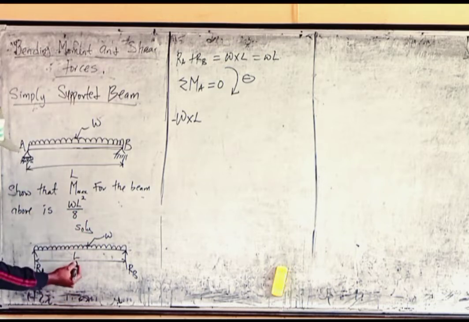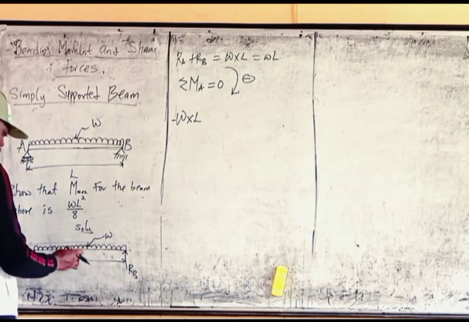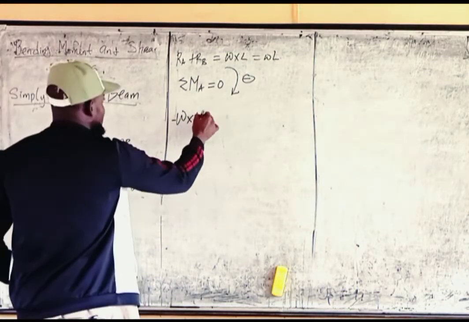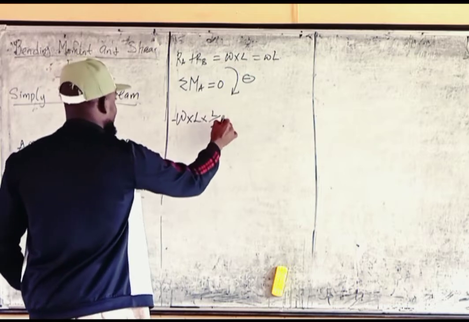What is center? Means the half of the full distance. What is the half of W? What is the half of L? L over 2. So that is the distance we are going to multiply it with now. The distance between the center and this point we are taking the moment for now will be L over 2. So the distance between the center and this point is L over 2, and the distance between the center and this point is L over 2.